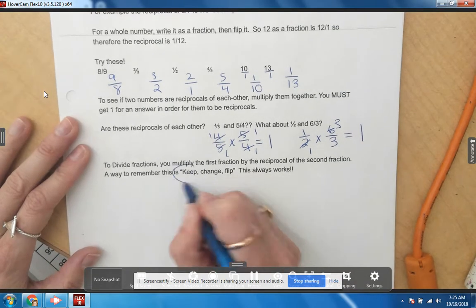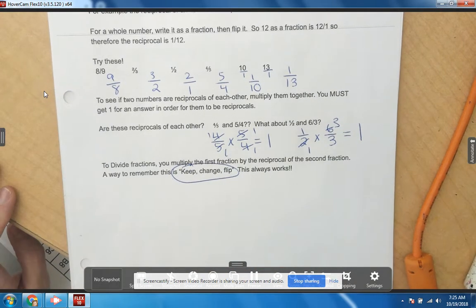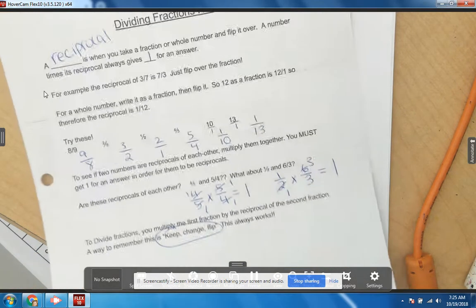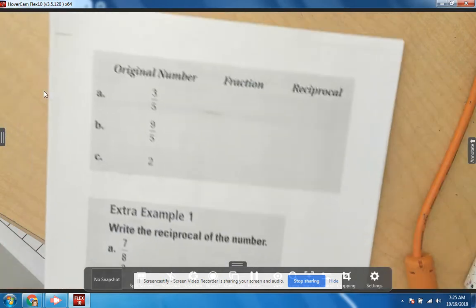The most popular way to remember this is keep, change, flip. Okay? Keep, change, flip means you keep the first fraction the same, you change your division symbol to a multiplication sign, you flip over the second fraction. So let's try some examples. You guys can flip over your notes.